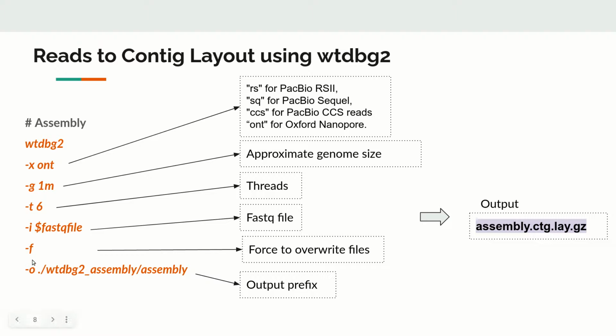Then -f will force overwriting of files, no need to give this when we are running for the first time. Then we have to give the output prefix. So here let's dump the output in the WTDBG2 assembly folder, and within that we have to give the prefix assembly so that all the output files will be prefixed with assembly. Basically we are interested in the ctg.lay.gz file, which will go to the next command. Okay, so let's run this command.